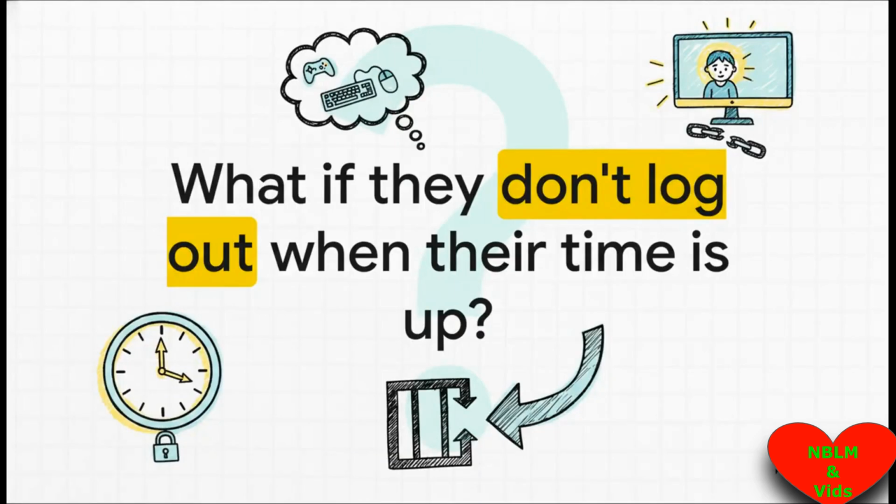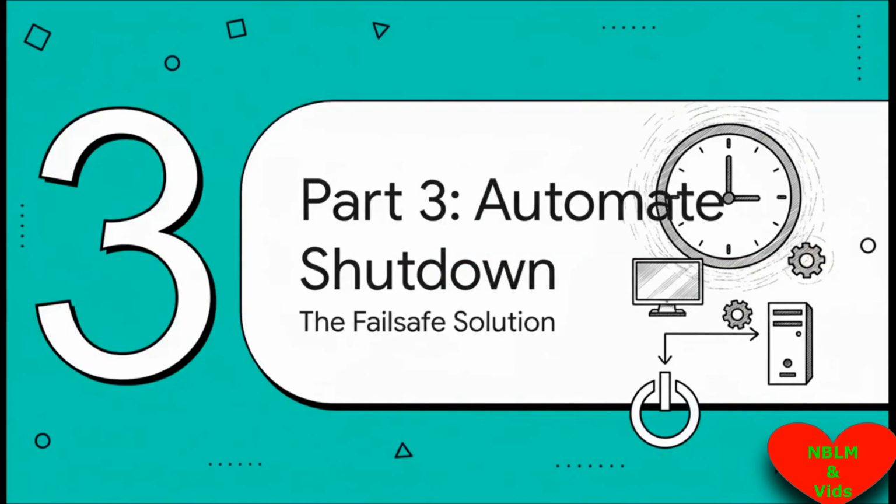Ah, yes, the million-dollar question. This command is fantastic at stopping them from logging in when they're not supposed to. But what if they're already logged in at 6:59 p.m.? What's to stop them from just staying on? That's the loophole, and we are absolutely going to close it. And that brings us to our failsafe. The secret weapon here is another awesome built-in tool called the Task Scheduler. We're going to use this to create an automatic, totally non-negotiable shutdown. It's the enforcer that makes sure the time limits are respected every single time.